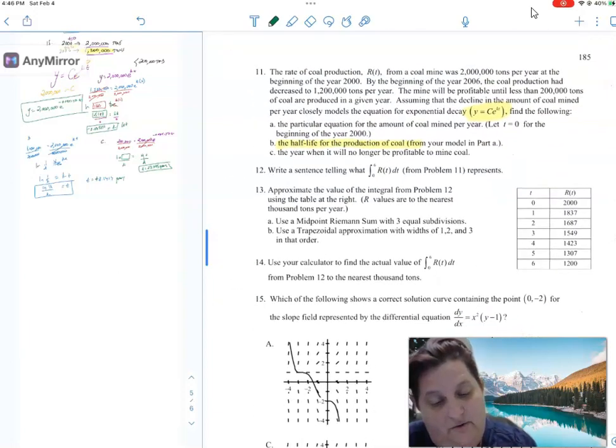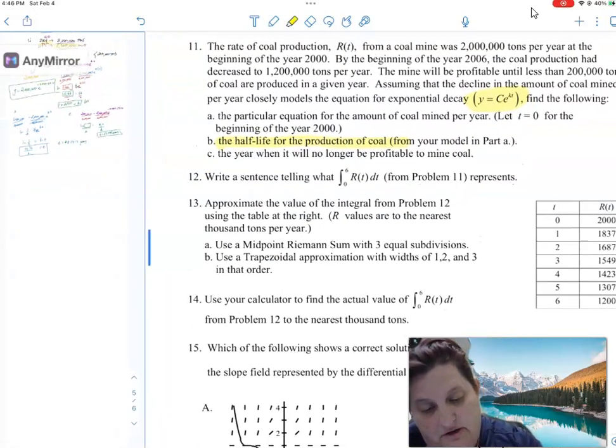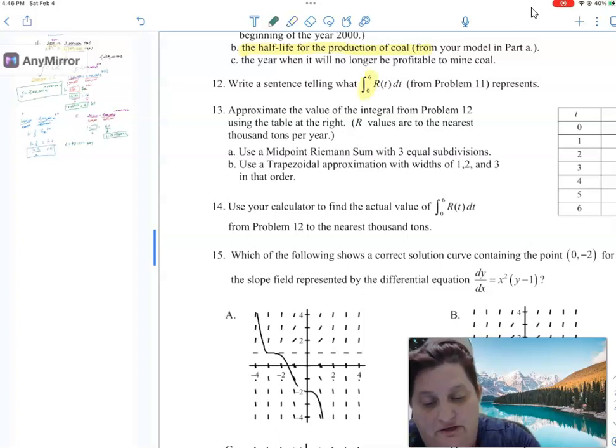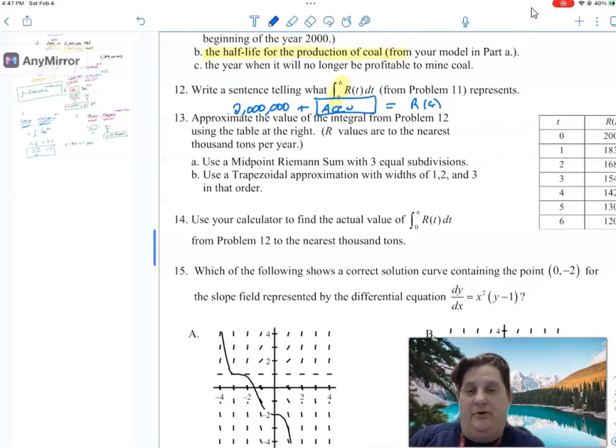Write a sentence telling what this represents, 0 to 6. Oh, I love this so much. Okay. Do you guys remember start plus accumulation? So if I started at that and I added accumulation, it would equal whatever r of 6 is. Okay? So that's the accumulation part.